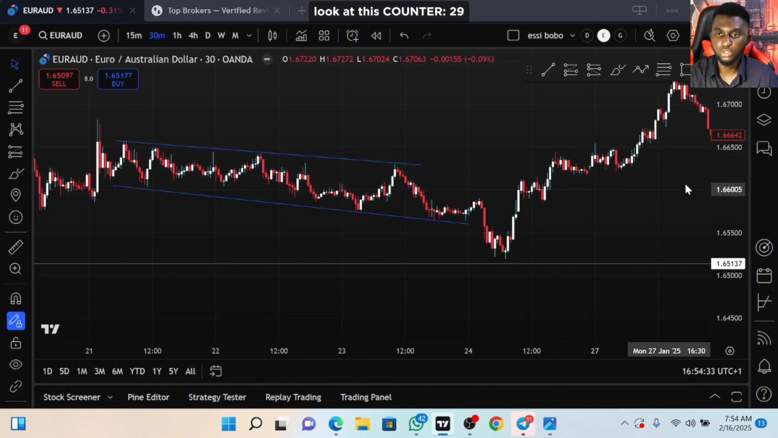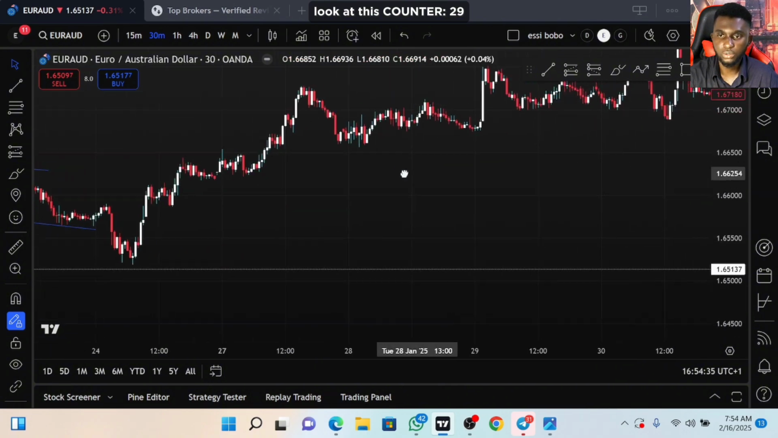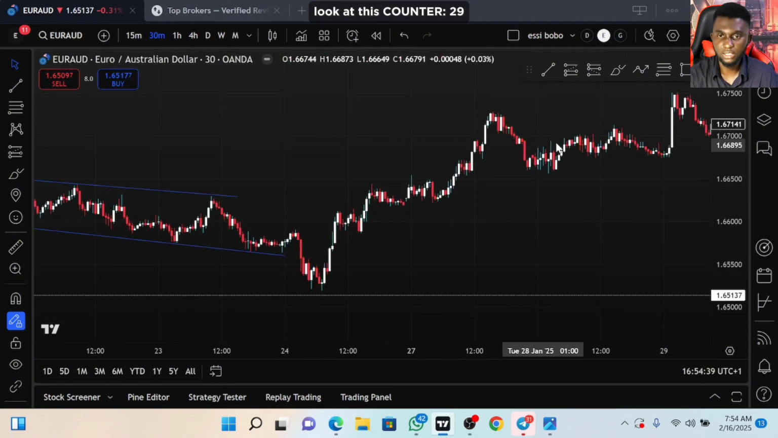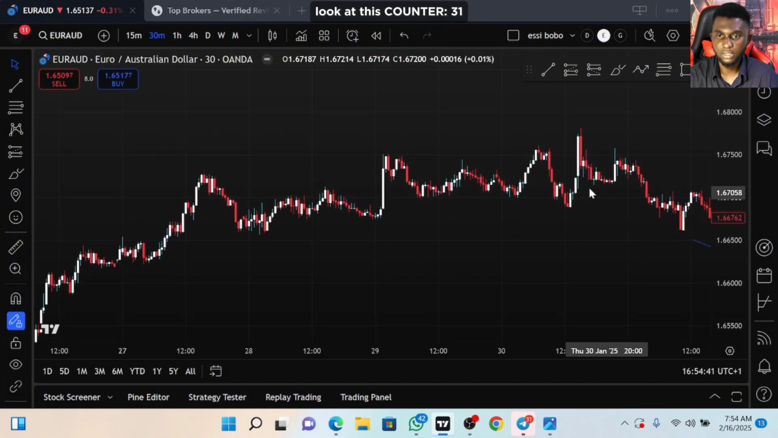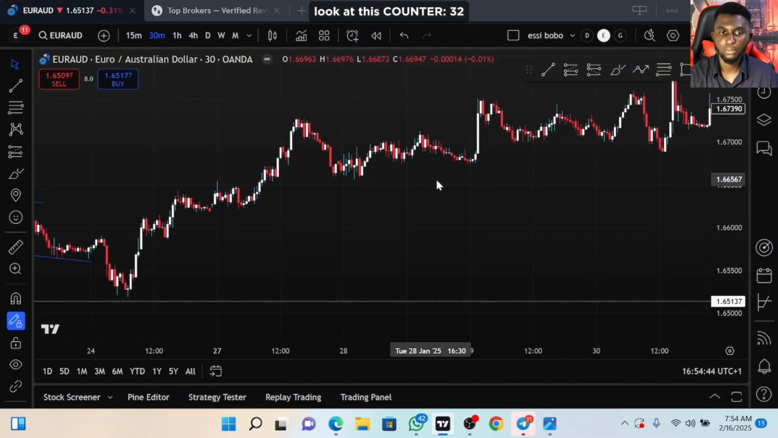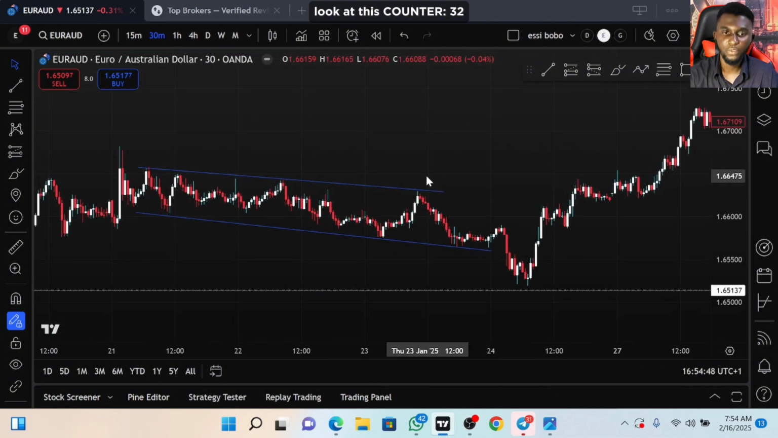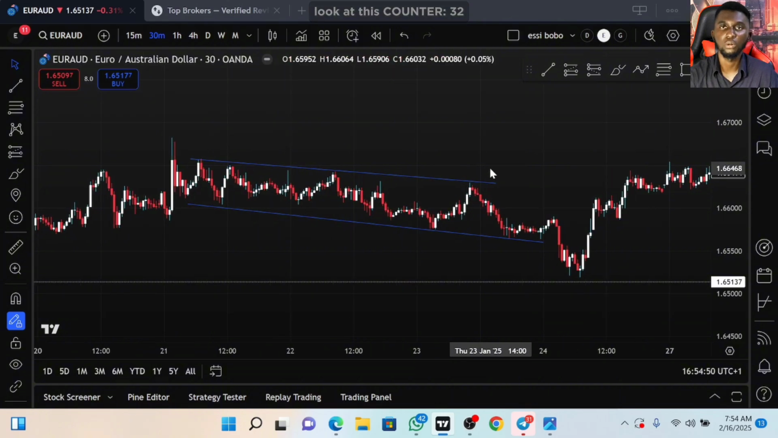Do you see? The what? The buy. They bought. Do you see that? They bought massively. Do you understand? Look at this. They bought. Alright, that is why you shouldn't just enter a trade without confirmation.